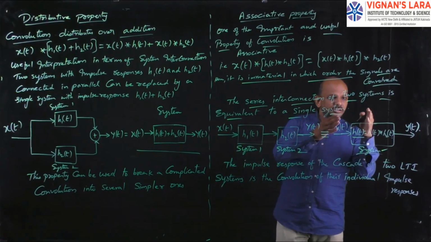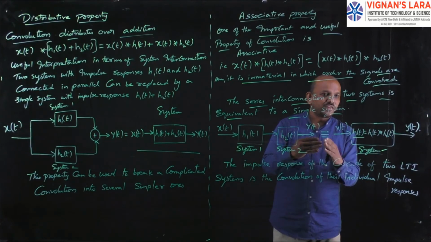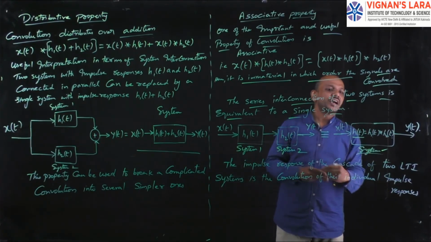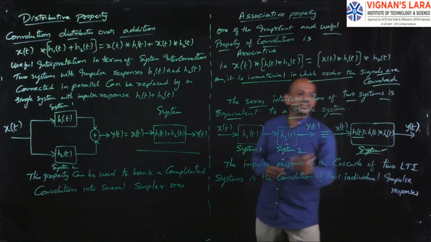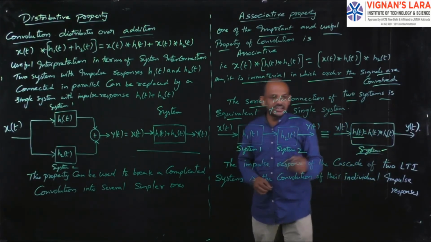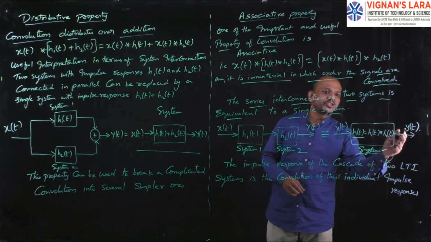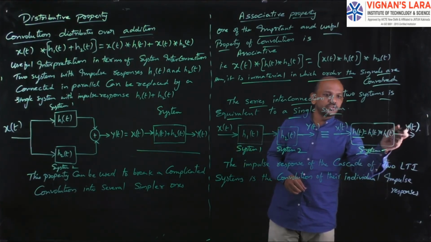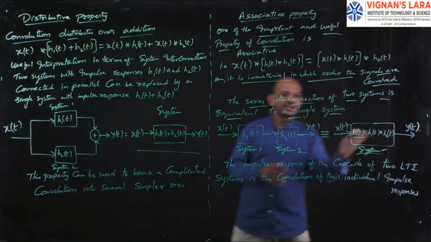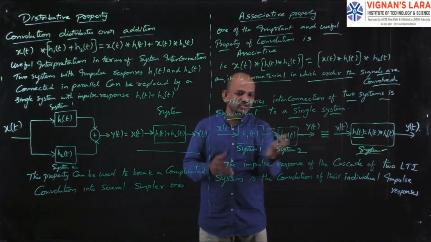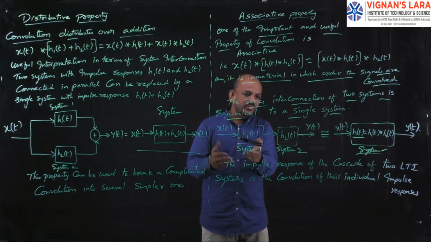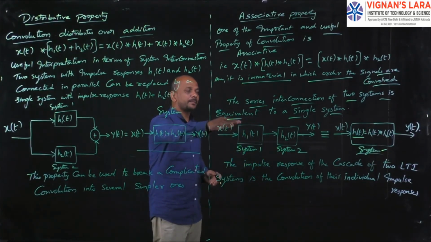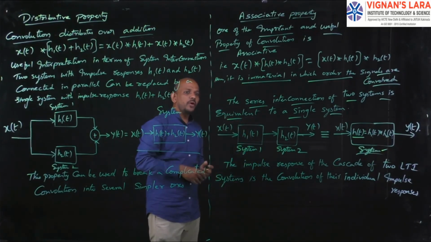So I am giving an input x of t to a system whose impulse response is the convolution of h1 of t and h2 of t, and that is producing an output y of t. The y of t produced by this system is the same as the output y of t produced by the combination of system 1 and system 2. So this is the diagrammatic representation of the associative property.